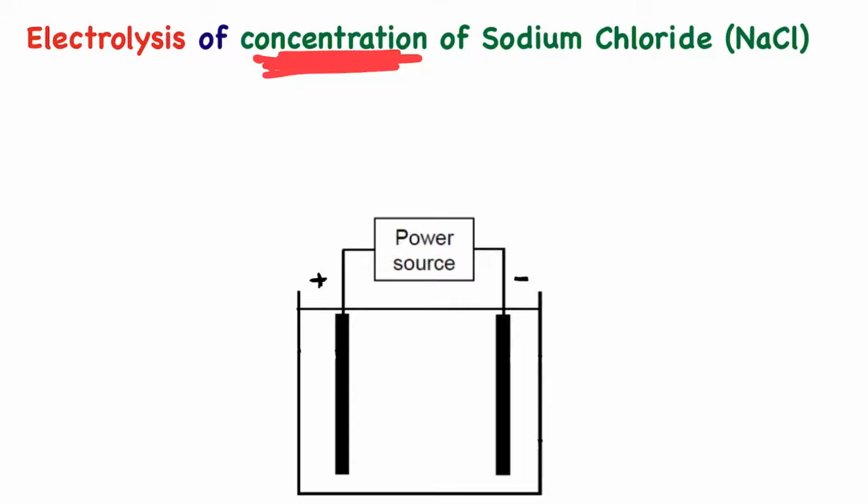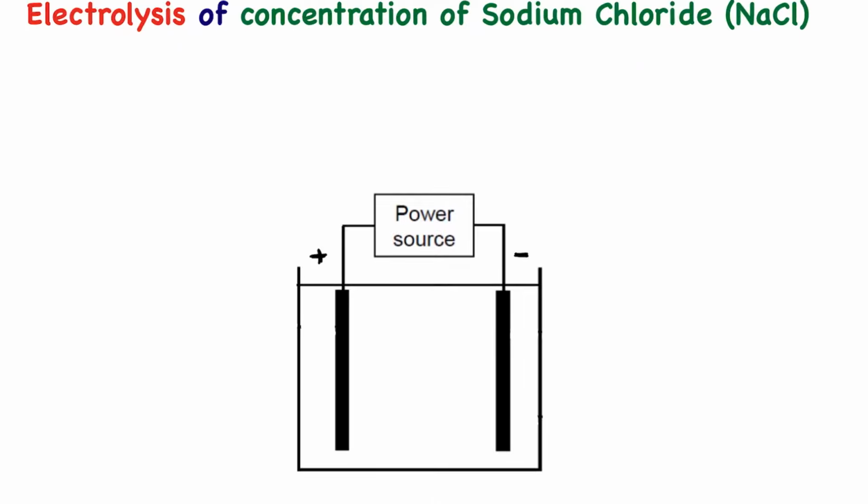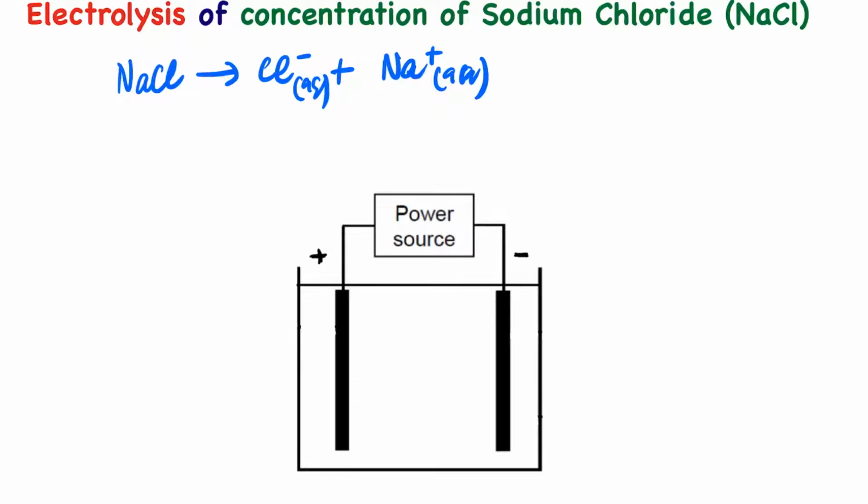In the concentrated one, the concentration of chloride is high, but let's leave that for now. The sodium chloride is dissolved in water. If it's dissolved in water, it's going to form the chloride ion and the sodium ion, and this is happening in water, so it's going to be aqueous, which is water.